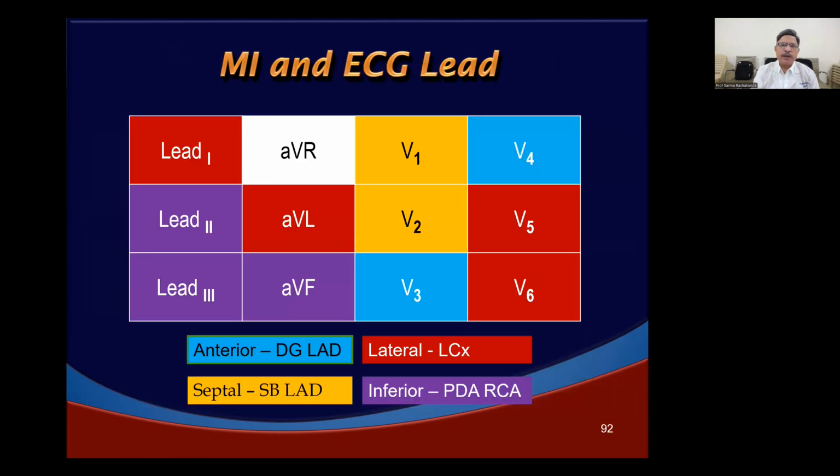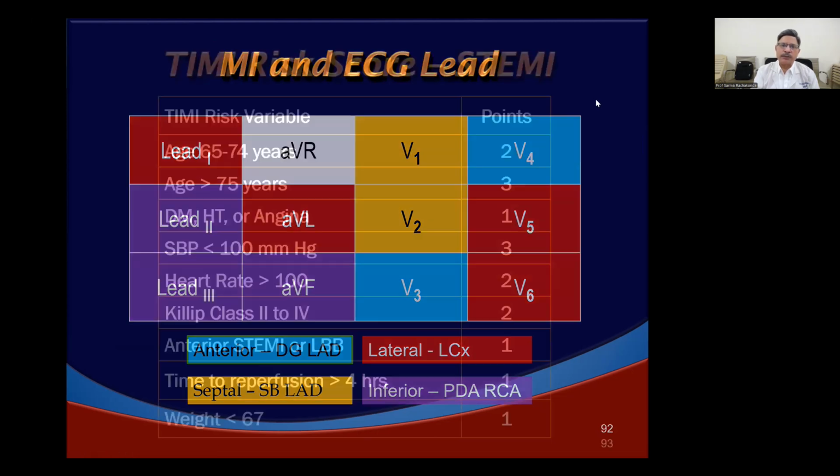Now, this is a summary of that. The red ones are L1, AVL, V5, V6, lateral, left circumflex artery, lateral infarction. The purple ones are L2, L3, AVF or inferior, PDA, RCA. V1, V2 are septal, V3, V4 are anterior. V1 to V4 is the anterior myocardial infarction.